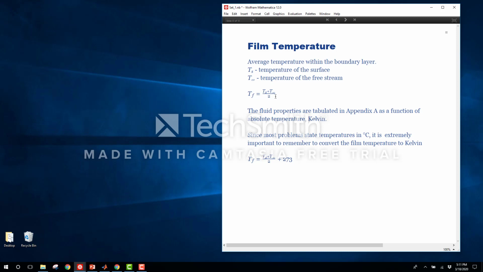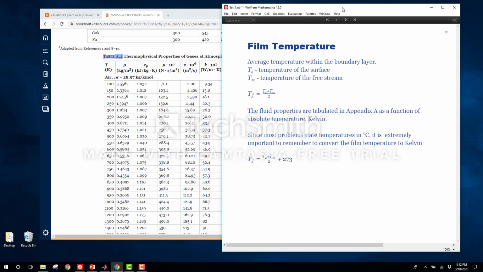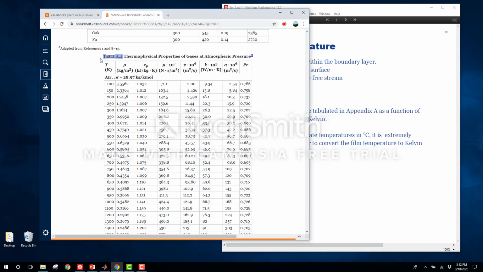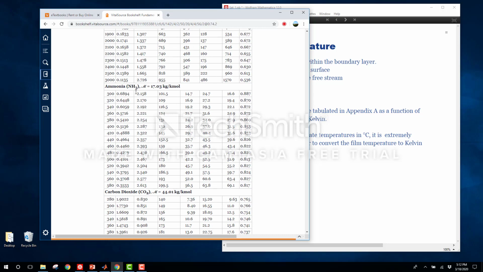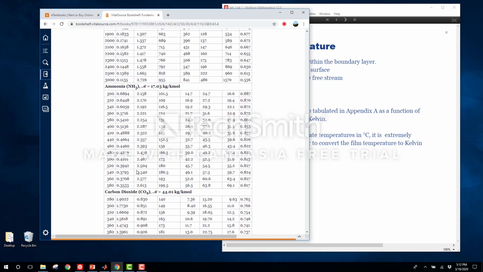Now the fluid properties are tabulated in Appendix A, and they're tabulated as a function of the absolute temperature, Kelvin. Since most problems are given to us in degrees C, it is extremely important to remember to convert from Celsius to Kelvin before looking at or determining your tabulated values of your properties. What we're looking at here is Appendix A, Table A4, the thermophysical properties of gases. So we have air, and as we go down through it, we see that the gases ammonia, carbon dioxide, and carbon monoxide are all available for us.